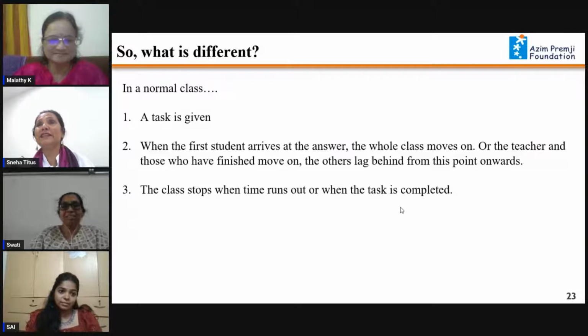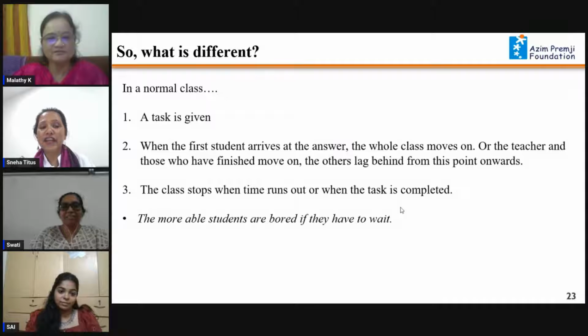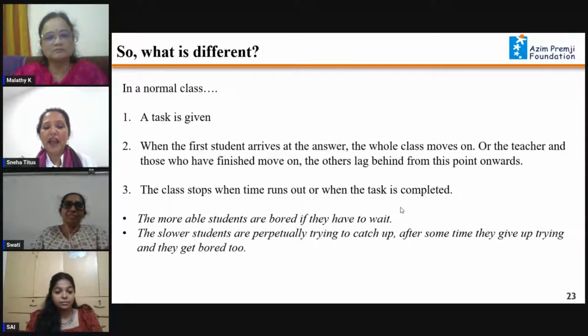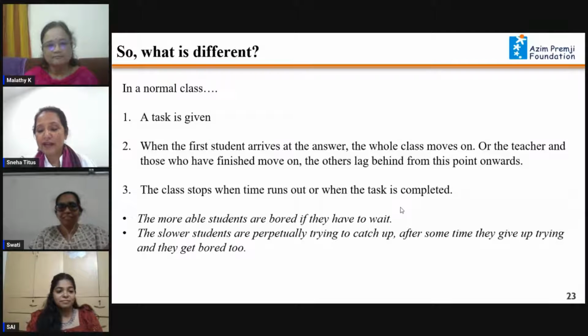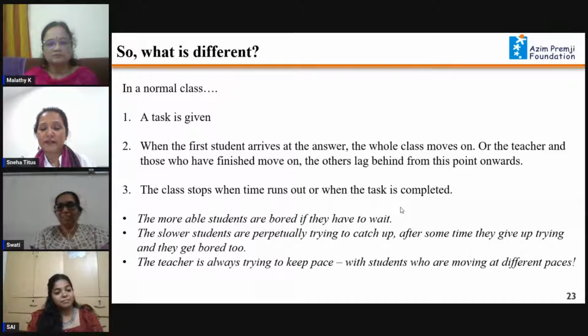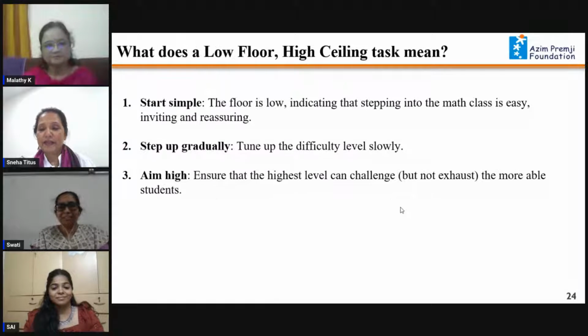She has to complete certain things. And she has to be there. So what happens is that if they wait, the more able students get bored, and the slower students finally give up because they are perpetually trying to catch up. And then they get bored too. However, this is something which every teacher feels. I wish I could move at different paces.